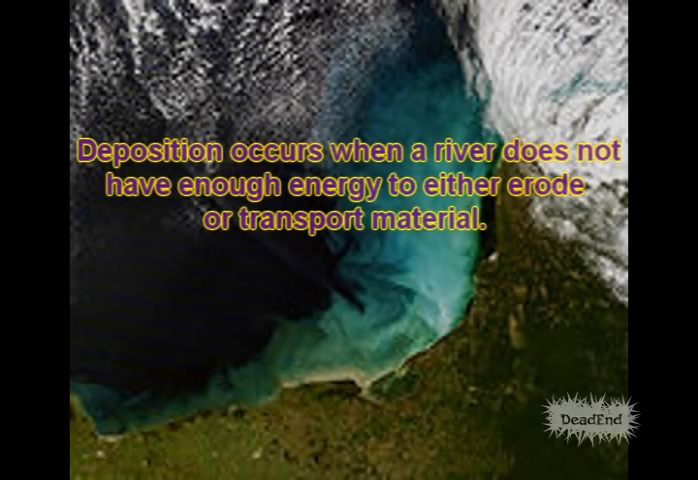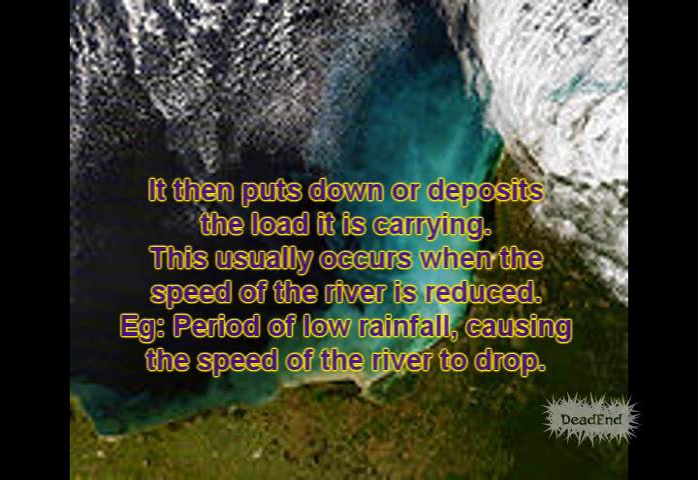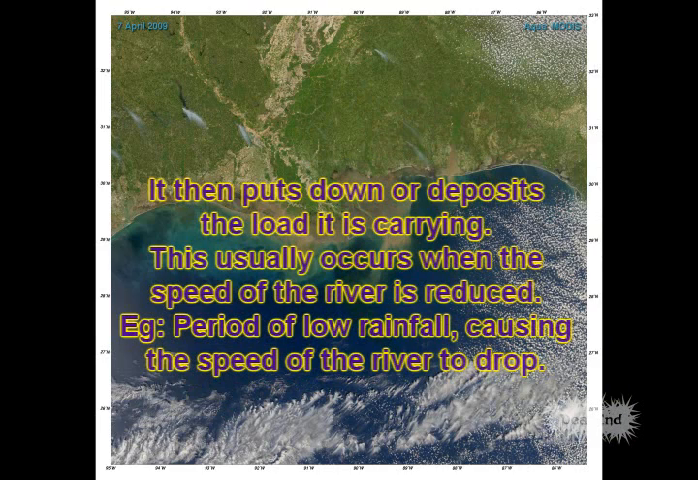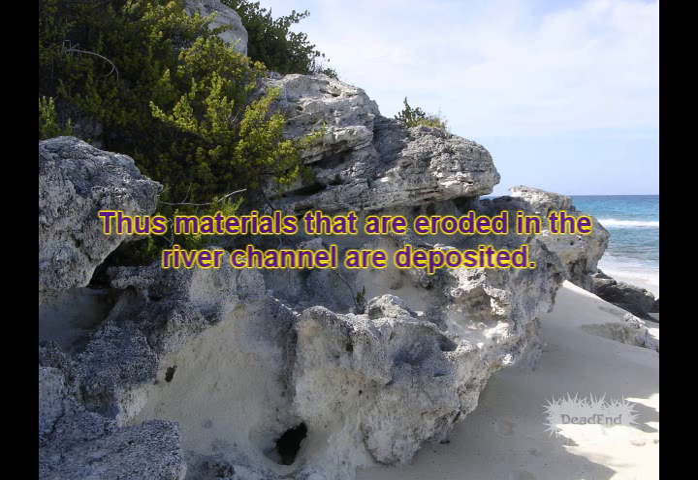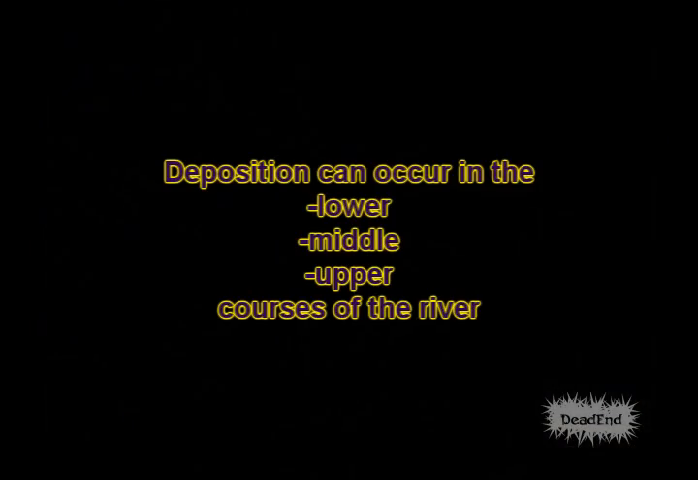Deposition occurs when a river does not have enough energy to either erode or transport material. It then puts down or deposits the load it is carrying. This usually occurs when the speed of the river is reduced. For example, during a period of low rainfall, the volume of water in the river drops, and so does the speed of the river. Thus, materials that are eroded in the river channel get deposited.